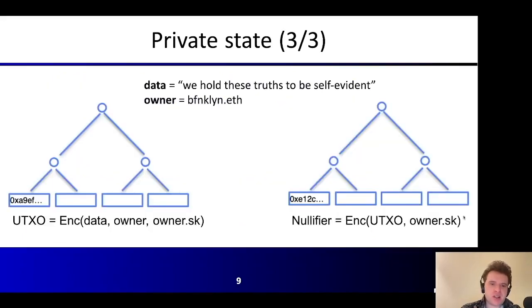So this is just a toy description here. Imagine we have a little string that we want to store, part of the US Constitution. So we'll encrypt it to form a UTXO. And then its nullifier will be the encryption of the UTXO. So the idea is that for these two leaf values, unless you know the secret key, you can't link the two.